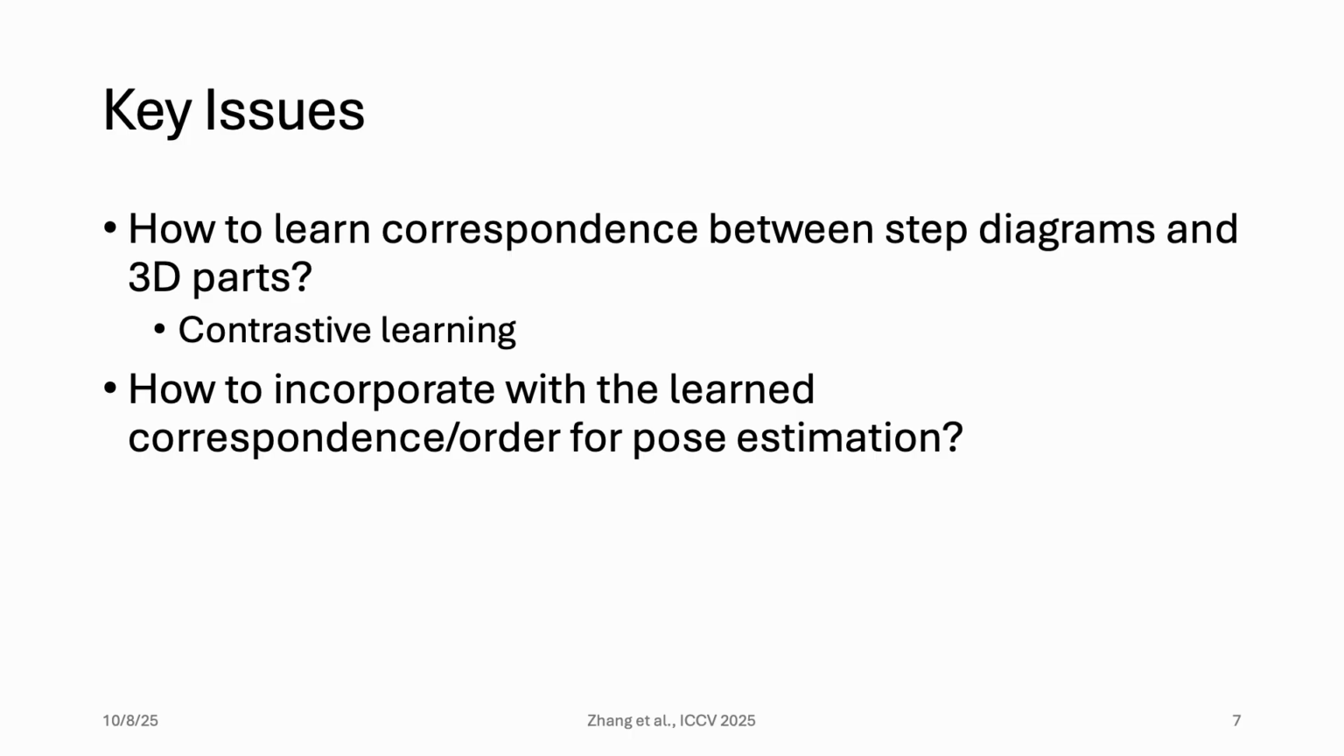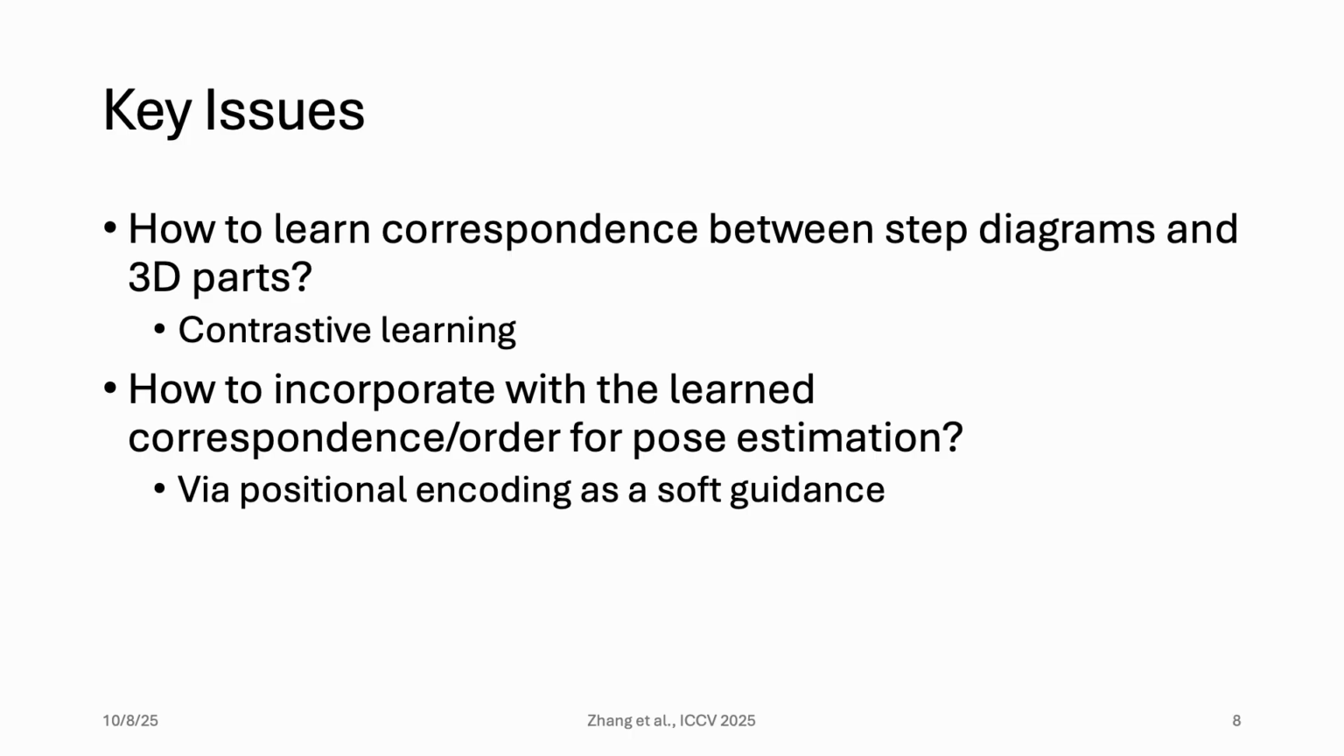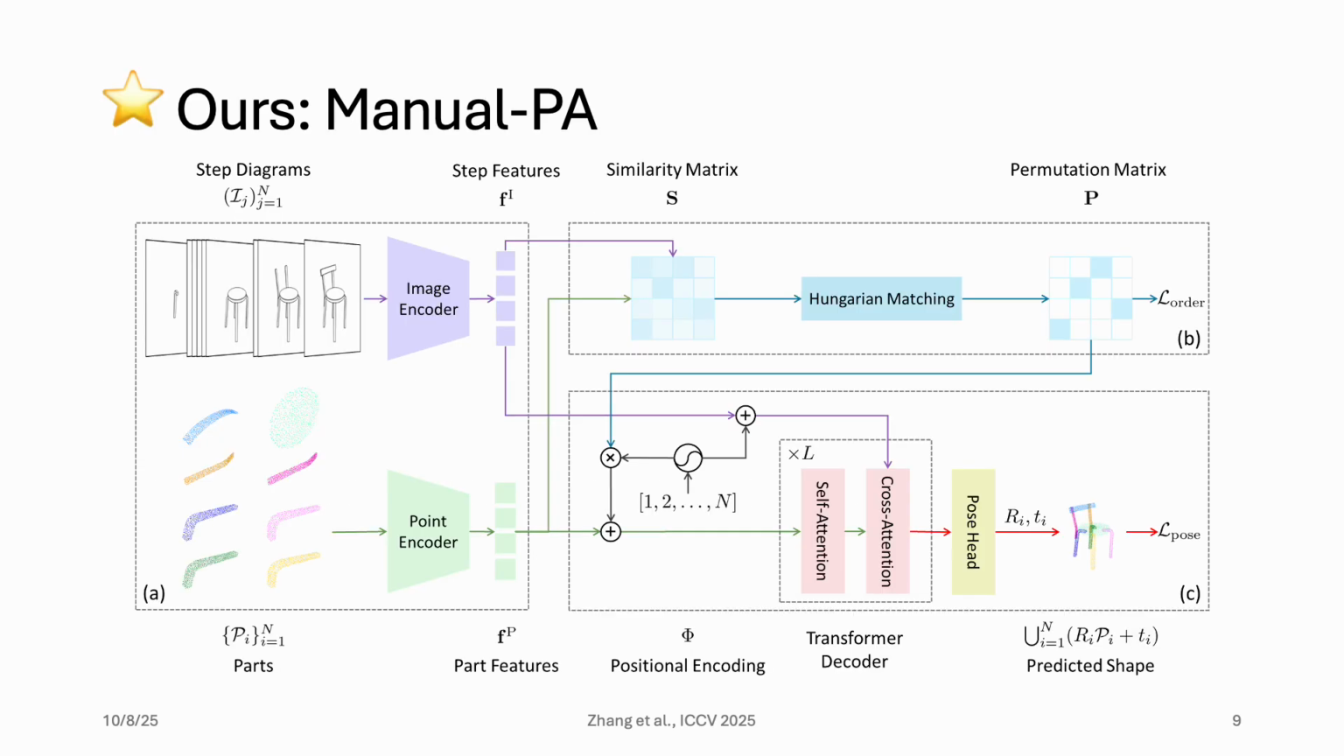Alright, so once we've established the correct part order through contrastive learning, the next challenge emerges. How can we effectively leverage this sequential information to guide the final pose estimation? We want to avoid the error accumulation problem seen in autoregressive models. Therefore, our answer is to use this learned sequence as a soft guidance. We achieve this by injecting it into our model via positional encoding, gently steering the model rather than rigidly constraining it.